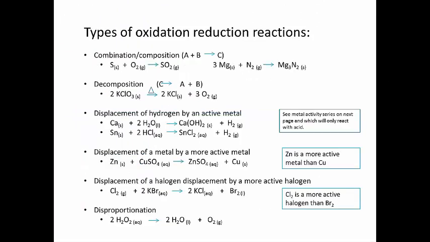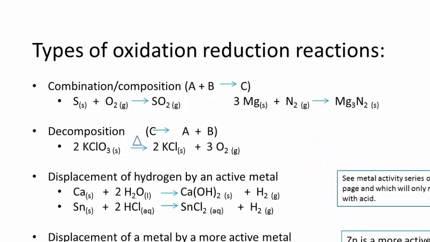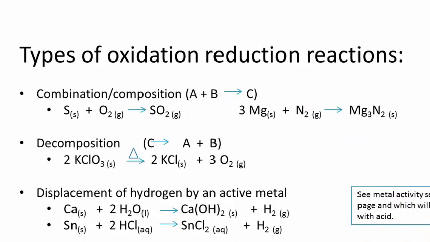Now in this slide I categorize various types of oxidation reduction reactions. The first type is what can be called a combination or composition reaction. Two things, A plus B, reacting together to form the product C. Now, in many cases, this is some element, A, reacting with oxygen to form an oxide, such as sulfur reacting with oxygen to form sulfur dioxide. Oxygen is very reactive, and it reacts with virtually all the elements in a manner such as this.